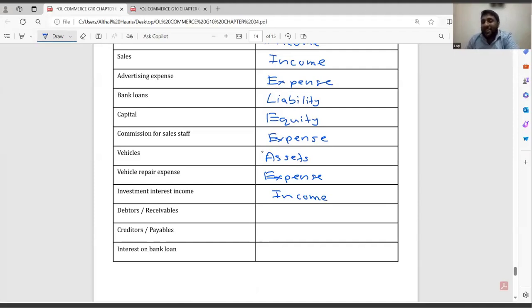Debtors, receivable. Receivable means I will receive in the future. Asset. Payables. I will pay in the future. I have to pay in the future. Liability.